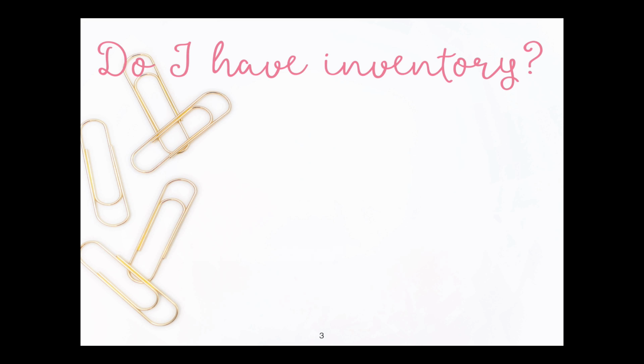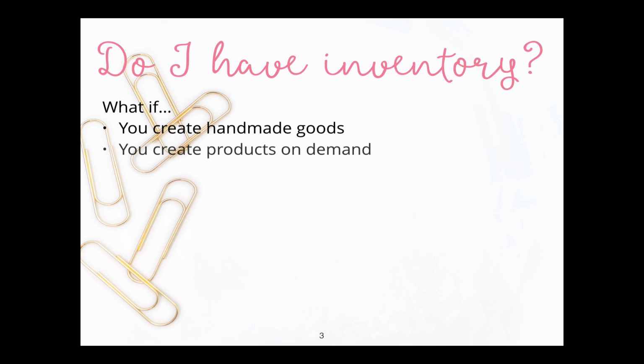So, you might be asking yourself right now, do you have inventory? So, what if you create handmade goods? If you've got handmade goods, you've got inventory. You probably have supplies sitting on your shelf that you make your inventory with, and you might have some already made items sitting on your shelf, or you create products on demand. So if I don't have finished goods sitting on my shelf, maybe I don't have inventory.